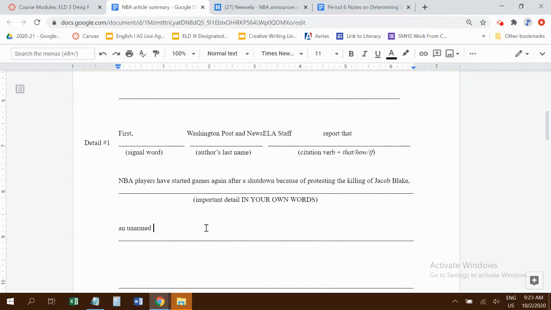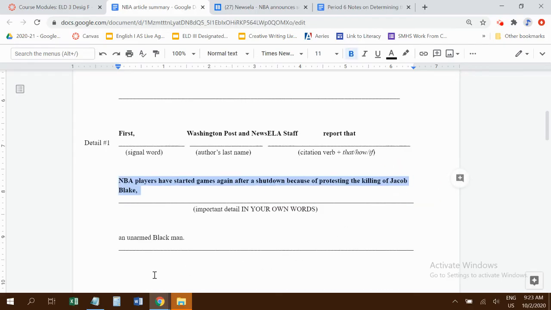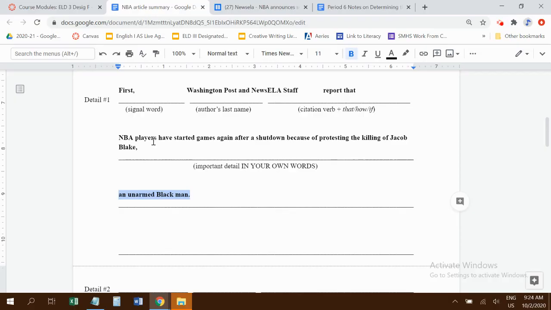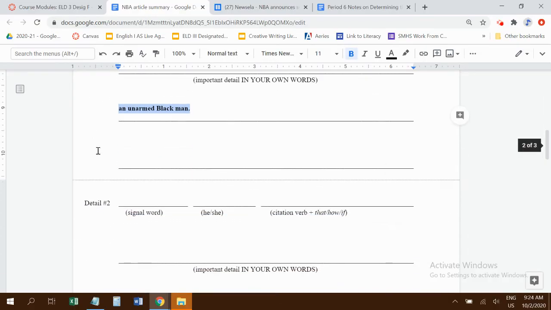an unarmed Black man. So this is important for anyone reading this article to understand in order to know why the shutdown happened in the first place. If they are restarting games, that means they stopped for some reason, right? So the NBA players have started games again after a shutdown because of protesting the killing of Jacob Blake, an unarmed Black man. Cool. That's my first detail, and then now I'm done with it.